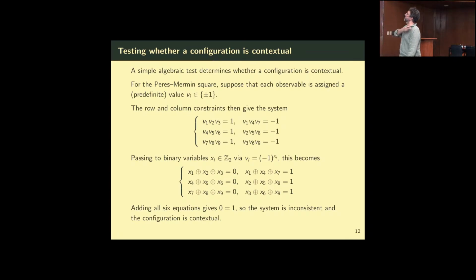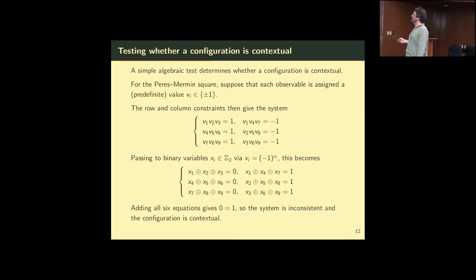And this is the way that we tested with my collaborator if a given configuration is contextual. A simple algebraic test to determine whether a configuration is contextual, or whether a configuration will provide a Kochen-Specker proof like the Mermin square. So for the Peres-Mermin square, we suppose that each observable is assigned a predefined value, v_i, which is plus or minus 1, and the row and column constraints give us this system. The product of the eigenvalues is plus 1 for the lines, and it's minus 1 for the columns. If you just switch this to the binary algebra over the two-element field, using v_i equals minus 1 to the power of x_i, this relation becomes a linear system with Boolean variables: x1 XOR x2 XOR x3 equals 0. This sum here is the sum mod 2, the XOR in computer science.